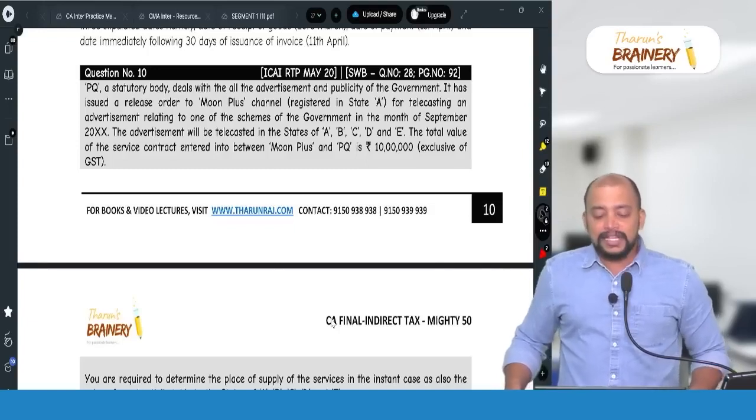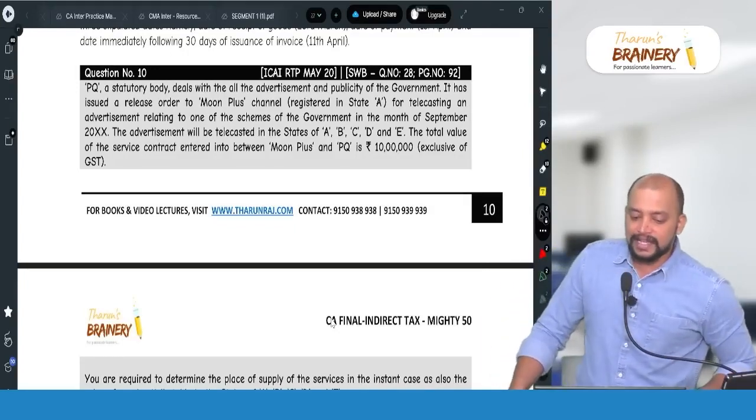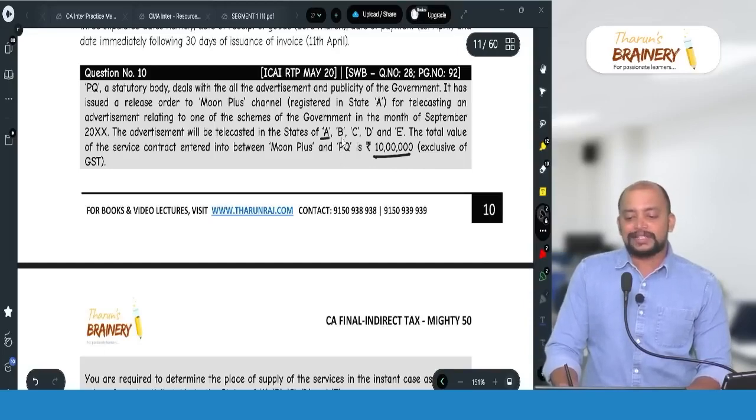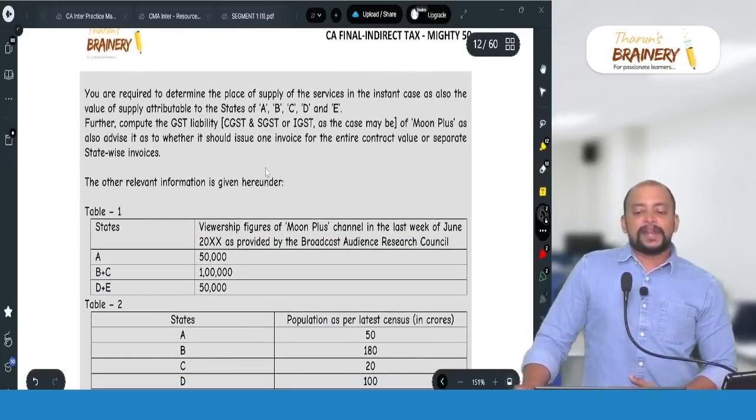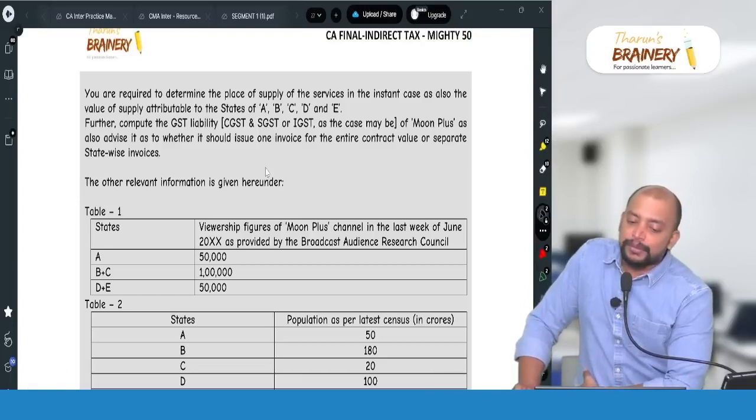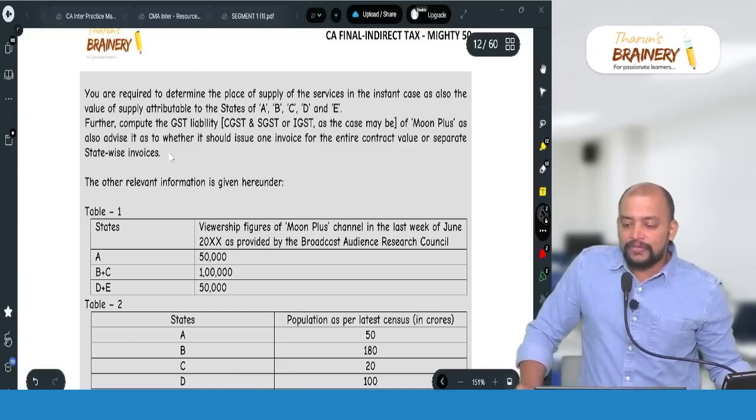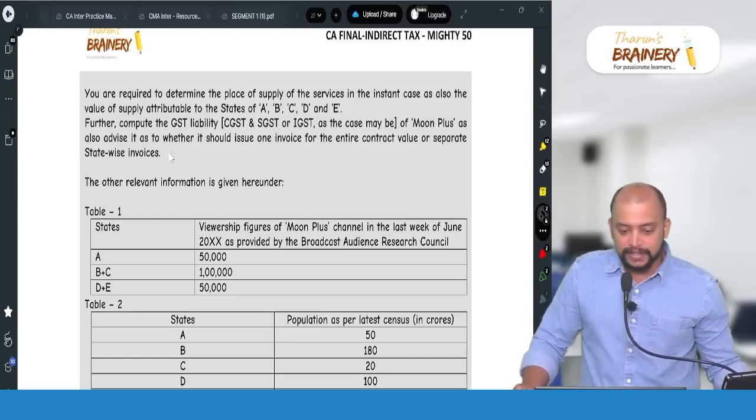The total value of the service contract entered into between Moon Plus and PQ is 10 lakhs exclusive of GST. So therefore, the total contract value is 10 lakhs. This 10 lakhs we need to apportion between the states A, B, C, D and E. You are required to determine the place of supply of the service in the instant case, as also the value of supply attributable to the states A, B, C, D, E. Further, compute the GST liability of Moon Plus, as also advise it as to whether it should issue one invoice for the entire contract value or separate state wise invoices.